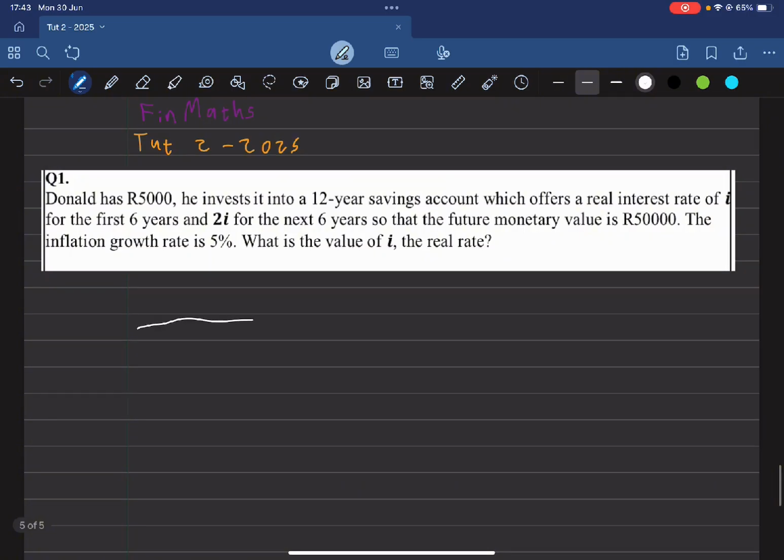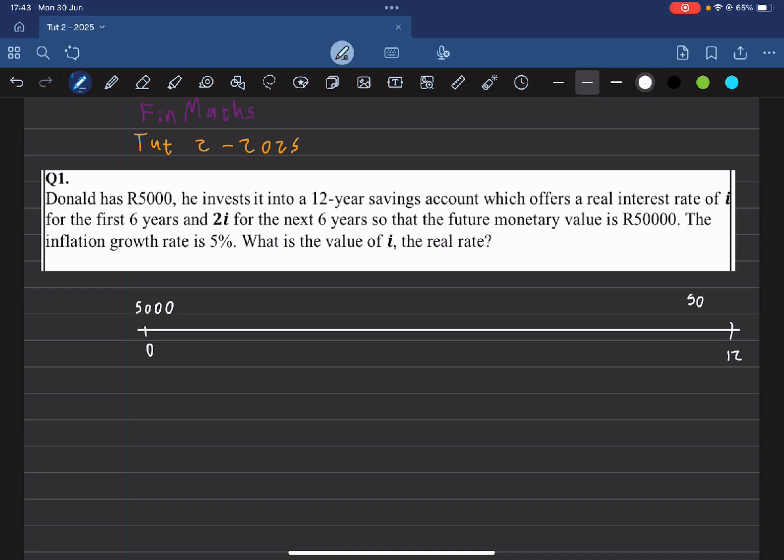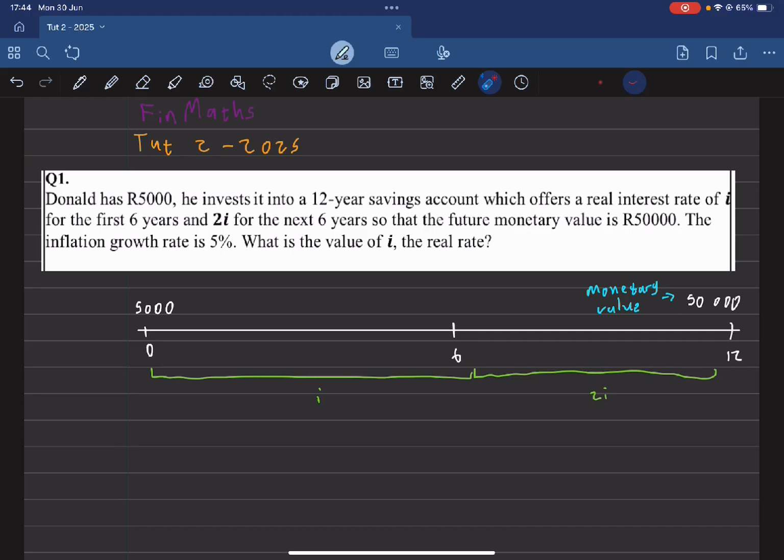Cool. So let's start with drawing a timeline. So at time 0, he has 5,000 and he invests it for 12 years. And after 12 years, it has a value of 50,000. And it says this is the monetary value. So let's just take note of that. Okay, cool. And then it says for the first 6 years, it has an interest rate of I. And then for the next 6 years, it has an interest rate of 2I. So basically, the interest rate doubles after 6 years.